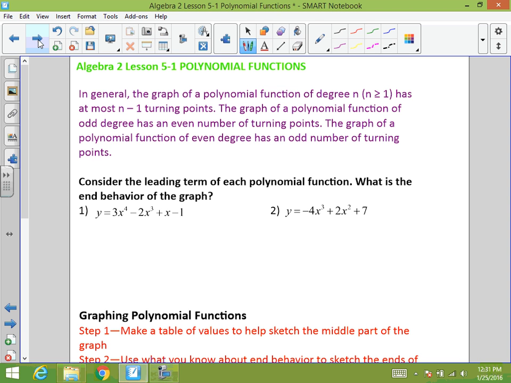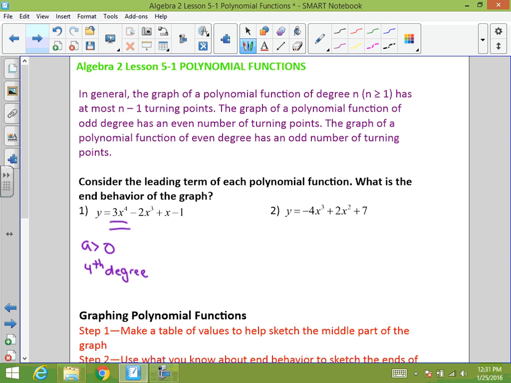So let's take a look at this. Consider the leading term of each polynomial function. What is the end behavior of the graph? So if we're looking at this, we have 3x to the 4th as my leading term right here. A is greater than 0. I know that because 3 is greater than 0, and it's to the 4th degree. So from that, I know that my degree is even, so I will have an odd number of turning points.